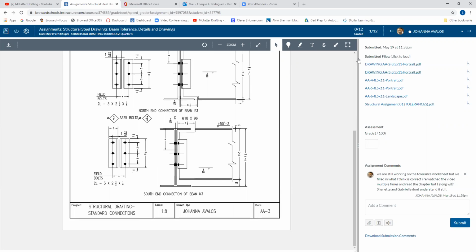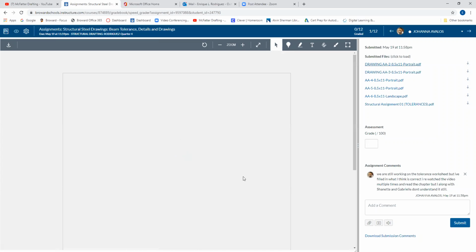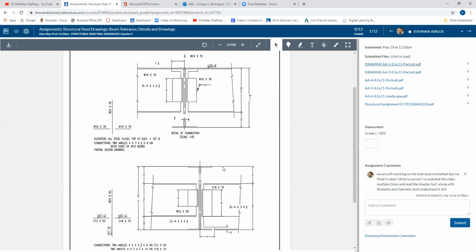So for the first one, I just have to move my dimension up. That's about it. Well, or no. Yeah, you could use a little modification in line weights. I'm not sure, I can't zoom in enough on this to see if you did any modifications for that. Just make sure all the information is pretty much like it was on the solutions, okay? Then we got the second one.